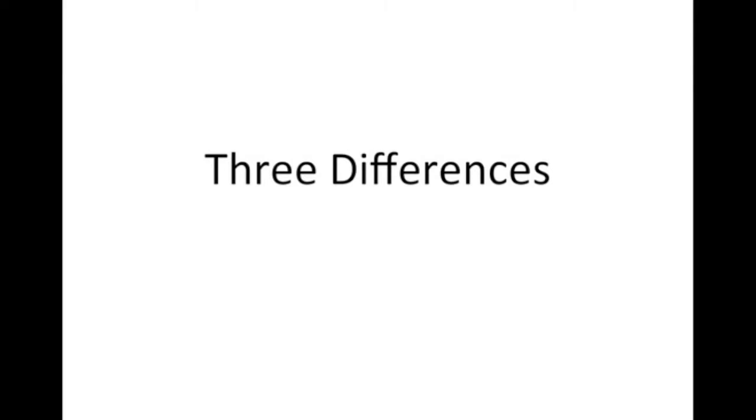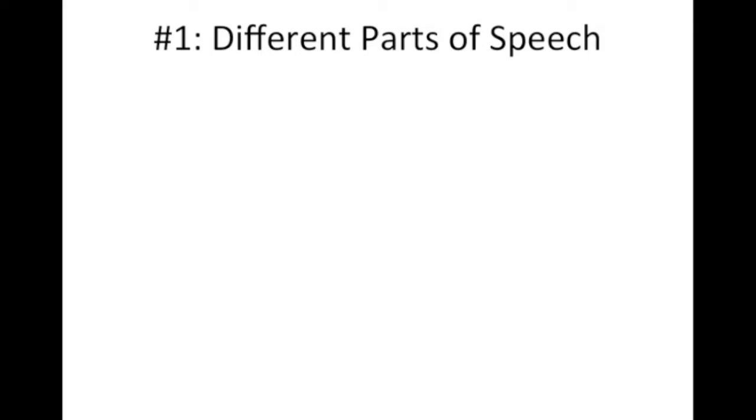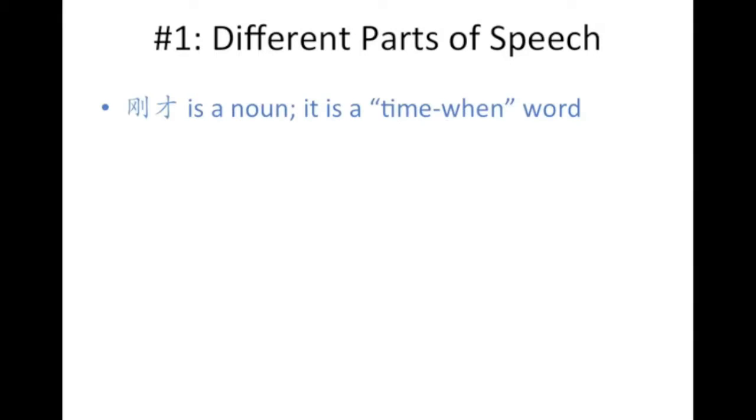Let's get down to business. There are 3 big differences between these two words. The first difference is pretty simple. 刚 and 刚才 are different parts of speech, different types of words. 刚才 is a noun that refers to a specific time.